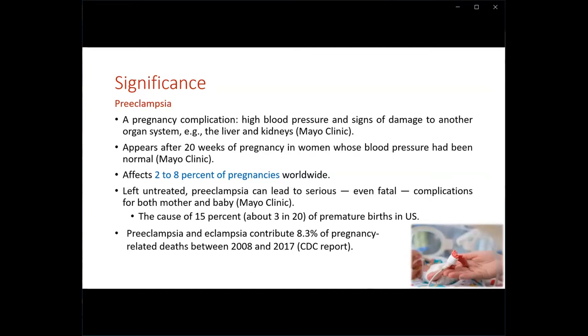Preeclampsia actually affects 2 to 8% of pregnancies worldwide. In the US alone, it's the cause of 15% of premature births. But it is even more serious because if it is left untreated, then it may lead to fatal complications for both mother and baby. It is actually called eclampsia in that case, which may cause seizure or coma. In fact, according to CDC, about 8.3% of pregnancy-related deaths between 2008 and 2017 were due to preeclampsia and eclampsia.